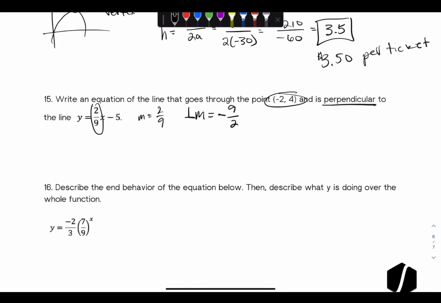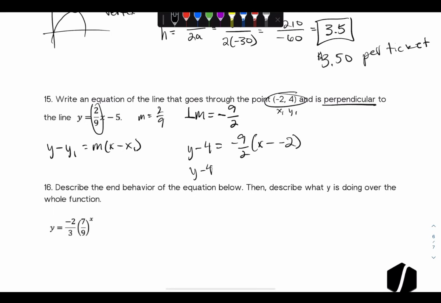And now we're going to use our point slope form, which is y minus y1 equals the slope times x minus x1. So we will have, let's see, this is our x1 and our y1. So we have y minus 4 equals negative 9 over 2 times x minus negative 2. If we simplify this a little bit, we have y minus 4 equals negative 9 over 2 times x plus 2.